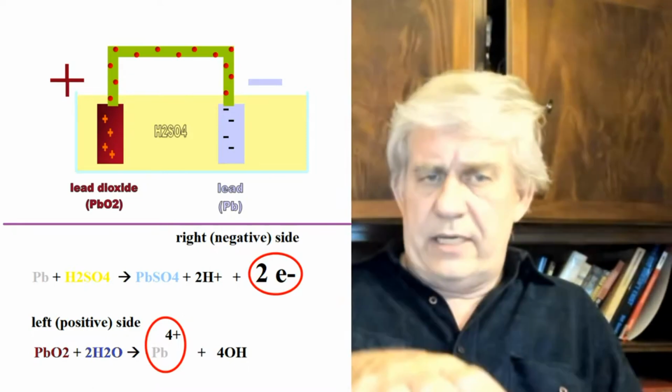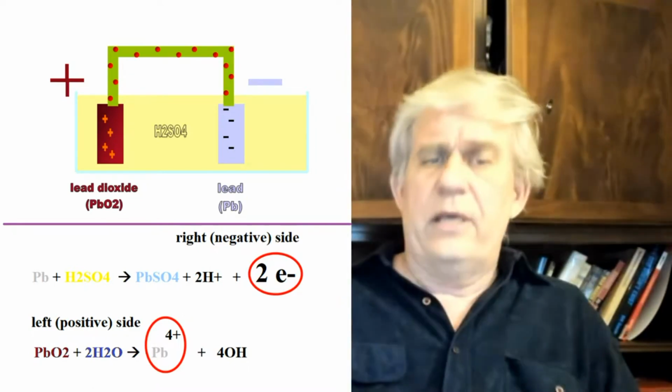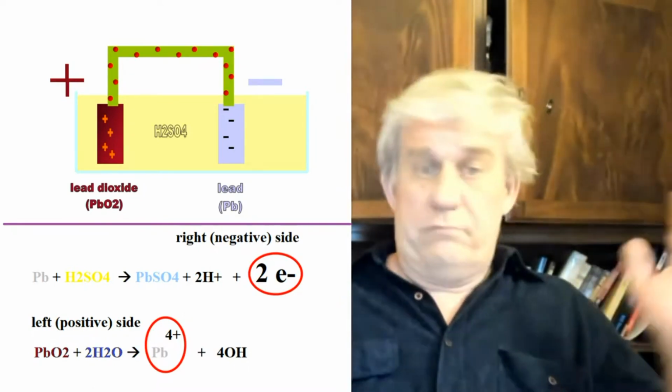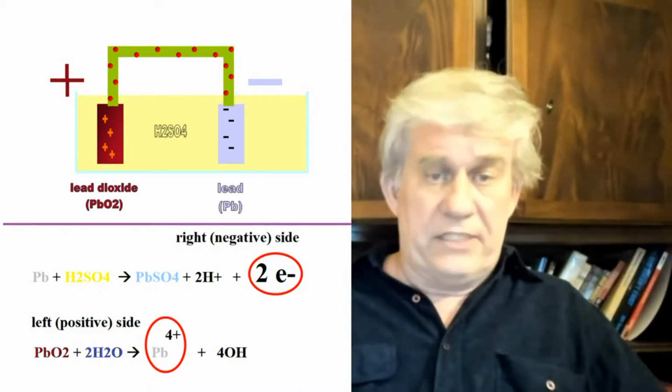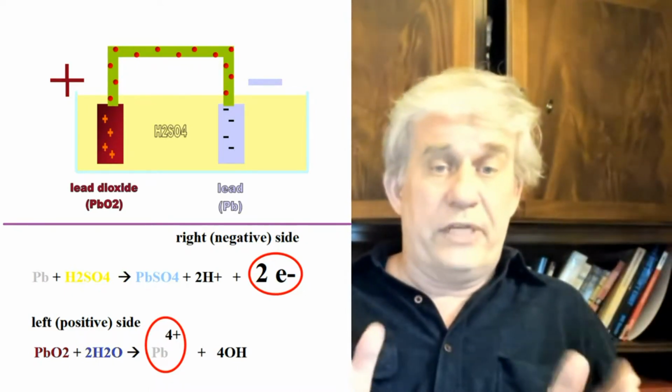In the one on the right, the lead, you've got 2 electrons free for reasons that only God knows. And they're floating around together with the positive hydrogens, and for some reason they don't recombine.